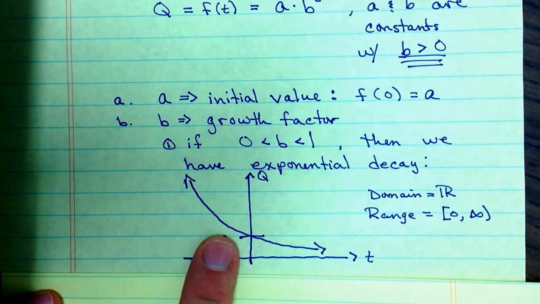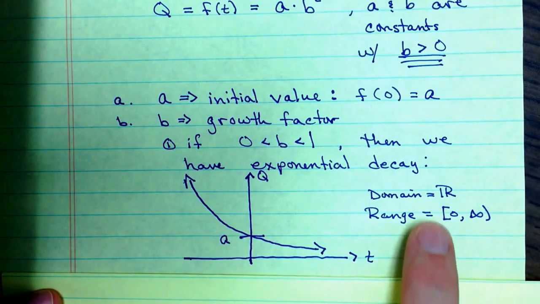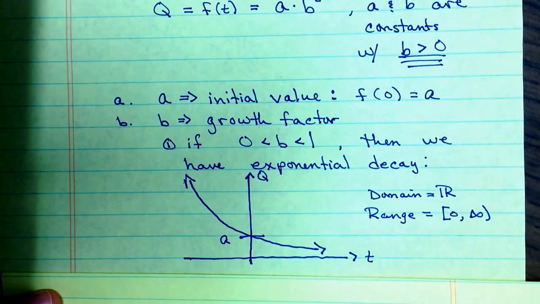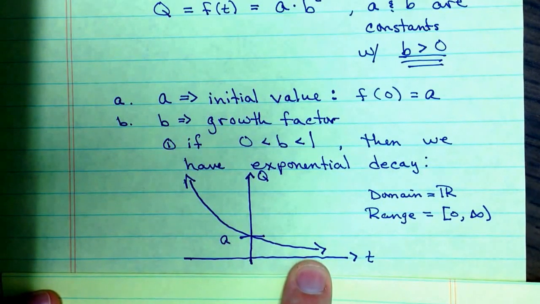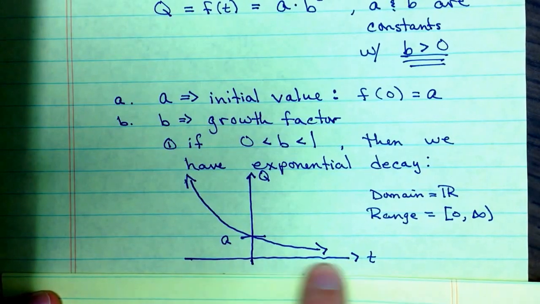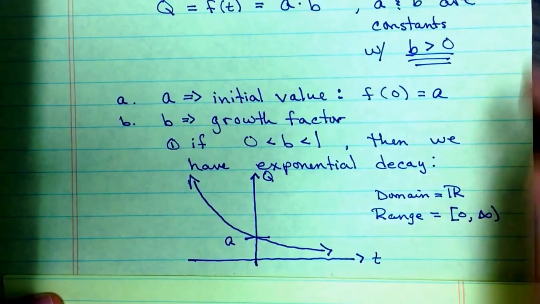So the graph will look like this. The domain is all real numbers and the range is 0 to infinity. So here we have exponential decay. Also there's a horizontal asymptote at the horizontal axis, at the t-axis.